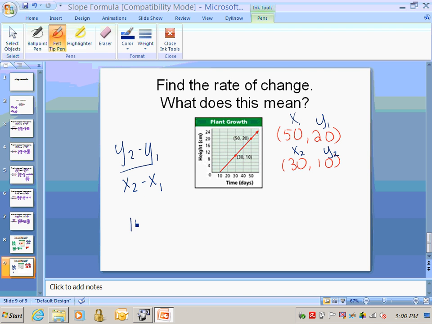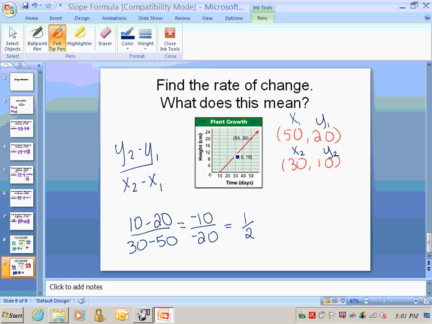It's going to give me 10 minus 20 over 30 minus 50. So 10 minus 20 is negative 10. 30 minus 50 is negative 20. Negative divided by negative is a positive, and 10 over 20 reduces to 1/2.